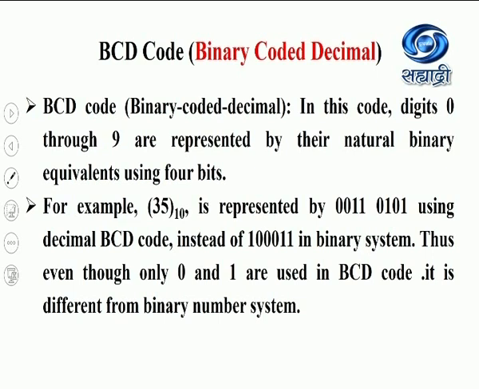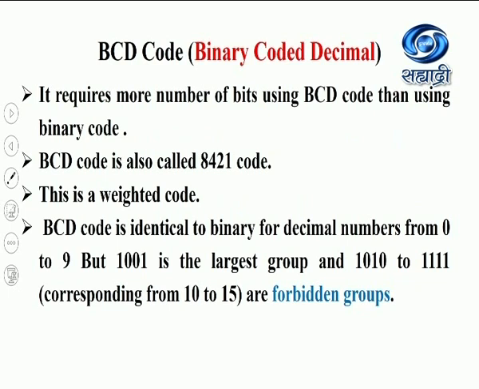For example, 35, this is a decimal number and is represented by 00110101 using decimal BCD code instead of 100011 in binary system. Thus, even though only 0 and 1 are used in the BCD code, it is different from binary number system. It requires more number of bits using BCD code than using binary code. BCD code is also called 8421 code. This is a weighted code.